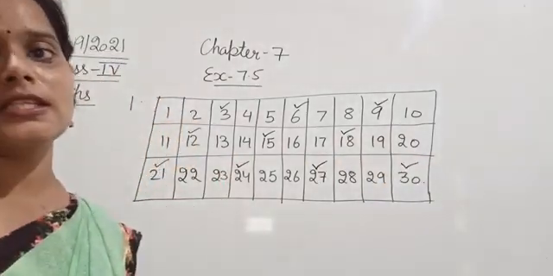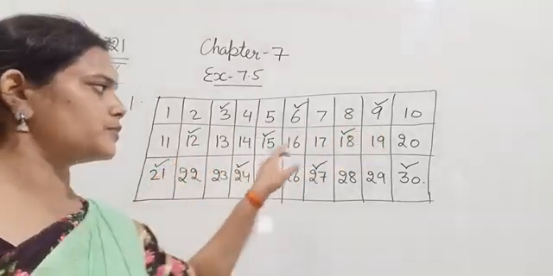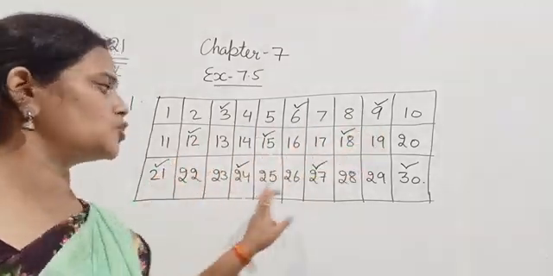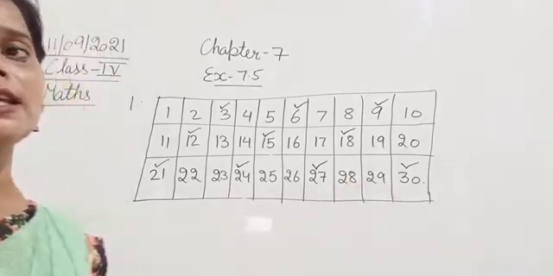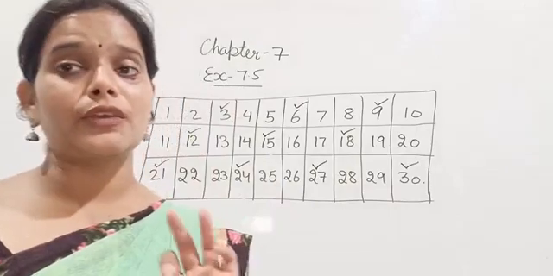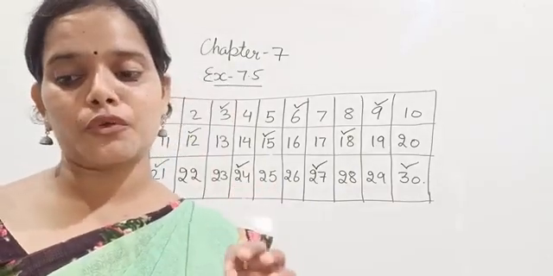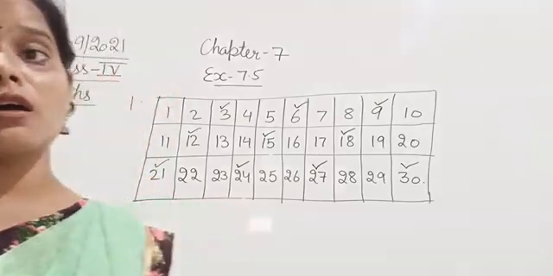Okay, so these numbers, that is 3, 6, 9, 12, 15, 18, 21, 24, 27 and 30. These all are the multiples of 3. ये क्या है? 3 के multiples. Now the multiples of 2, we have to cross the multiples of 2.